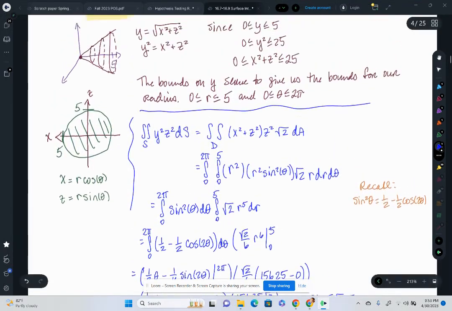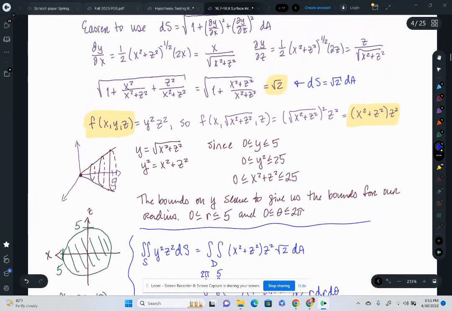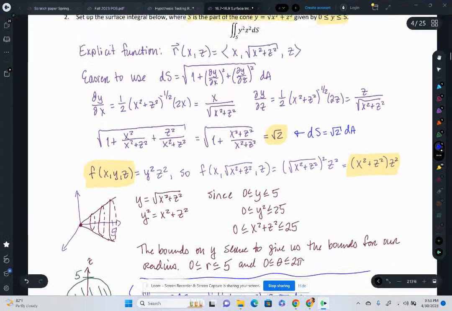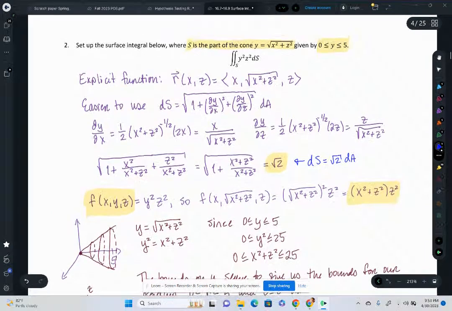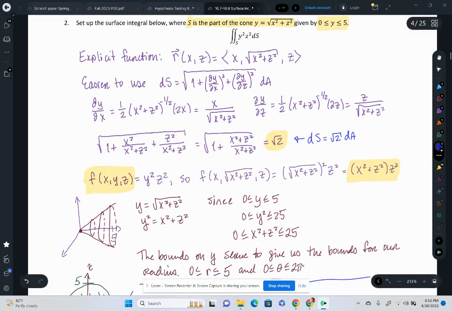Okay, again, there were a whole lot of steps there. It was really easy to get lost in what we're doing. You may go with the parametrization R of xz and find the first partials and find a cross product. I took advantage of the explicit function and just went ahead and directly calculated my dS without the need for a cross product.